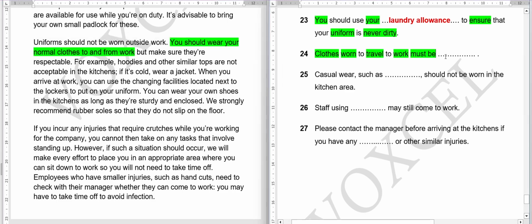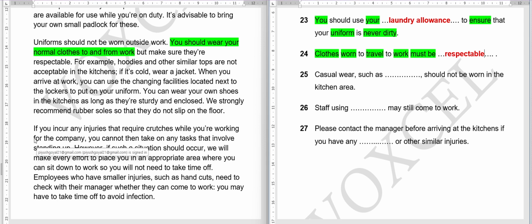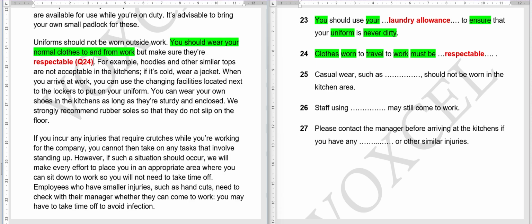Okay, time's up. What I'm gonna do is write the answer here, and the answer is respectable. So this is our answer. So easily, but they are here. They refers to clothes. So clothes are respectable. So clothes must be respectable. It was quite straightforward. Okay, moving on to the next question.